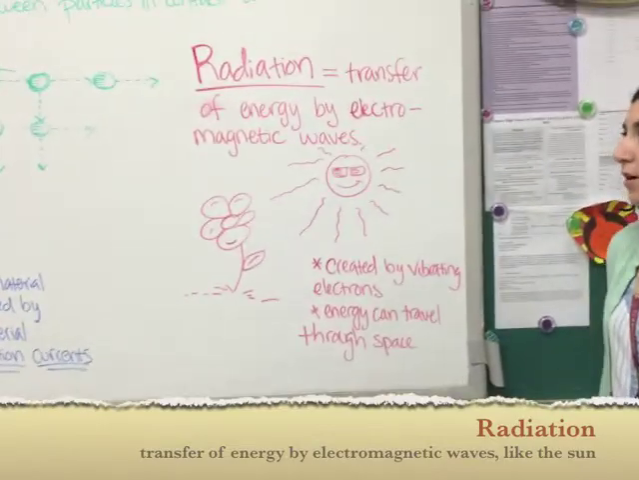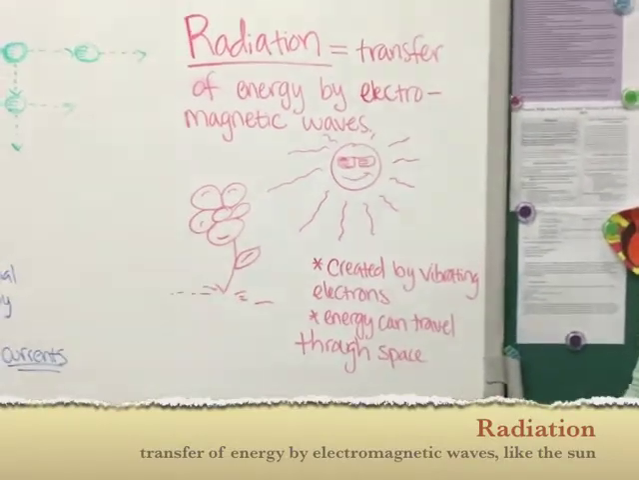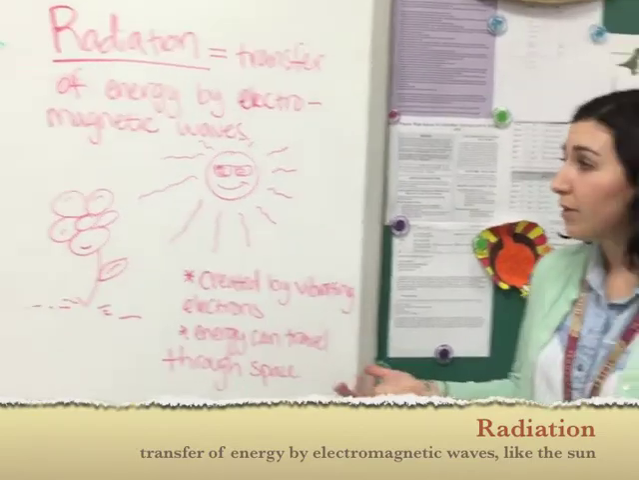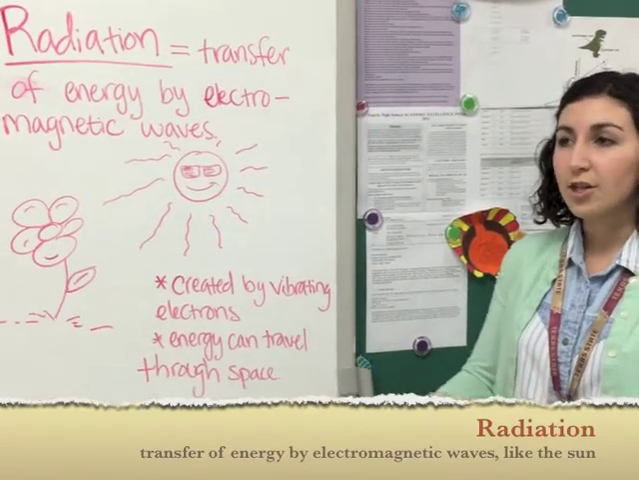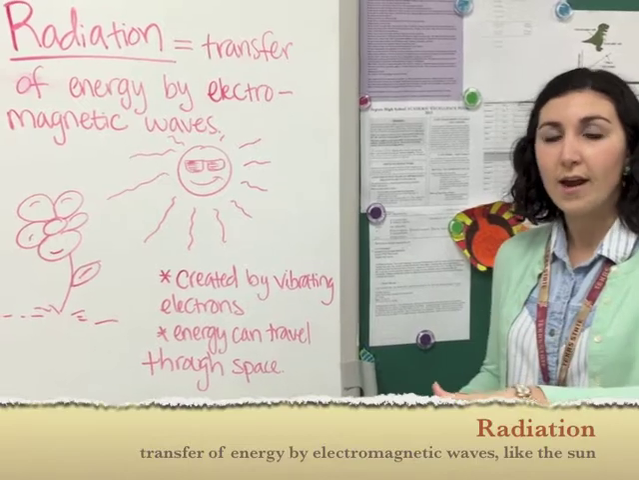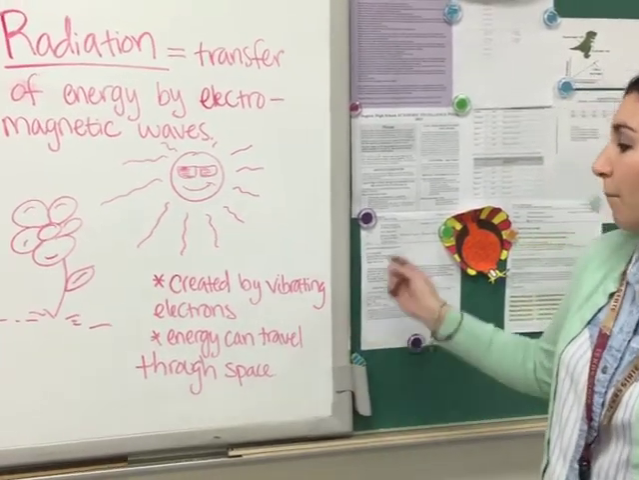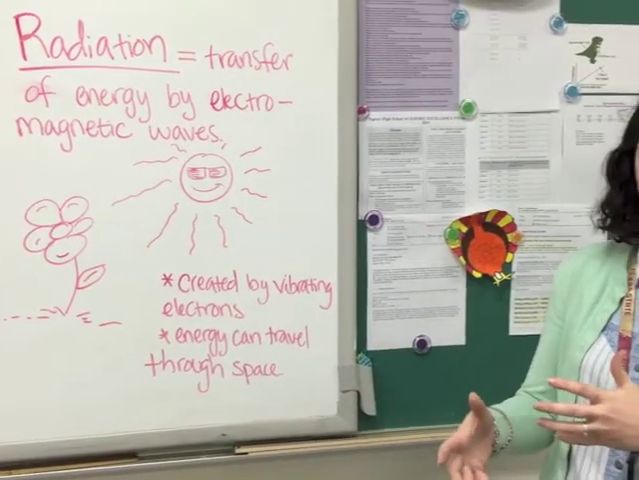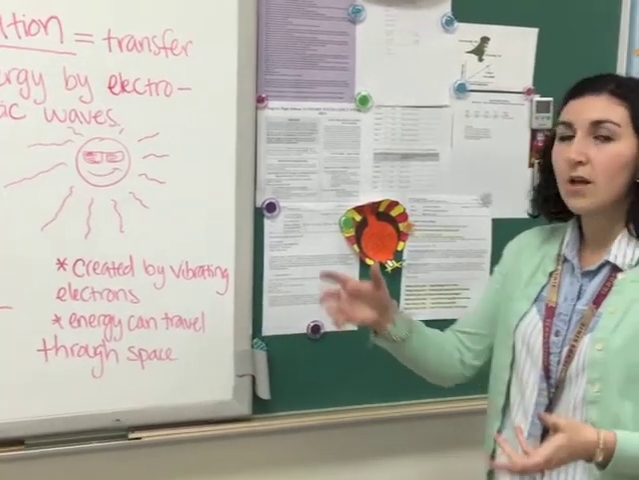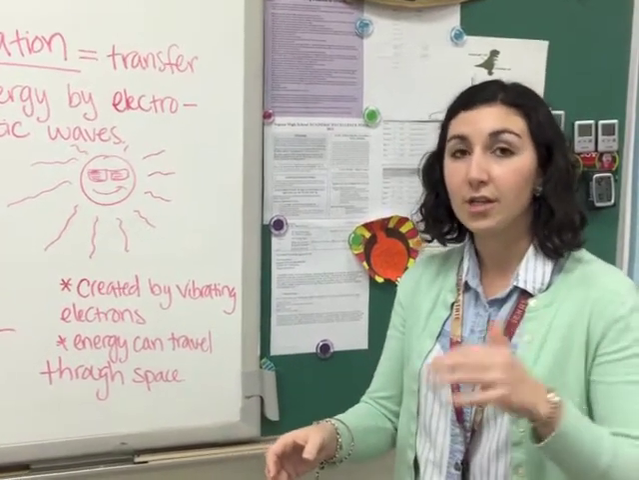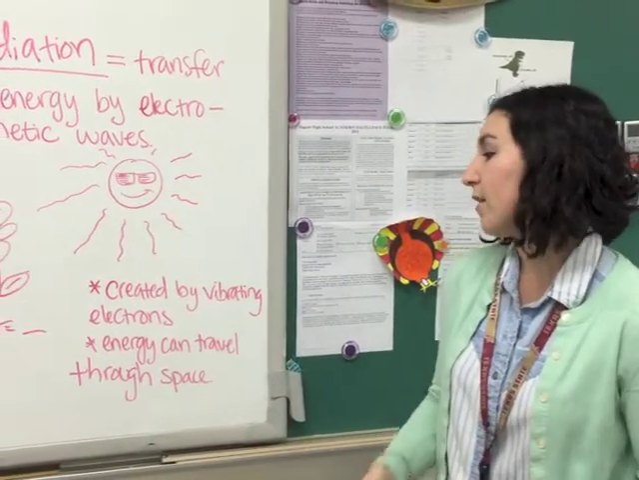Radiation is the other way that energy is transferred. It's the transfer of energy by electromagnetic waves, and the most obvious example of that is the sun. That's energy being transferred through the air, through empty space into our atmosphere, and it's created by vibrating electrons. The electrons in those particles start vibrating, then the particles next to them start vibrating, and the energy is being transferred all the way down.